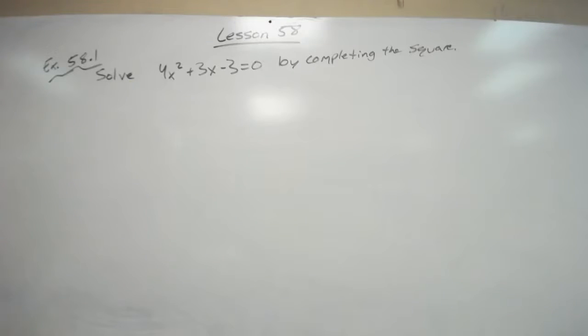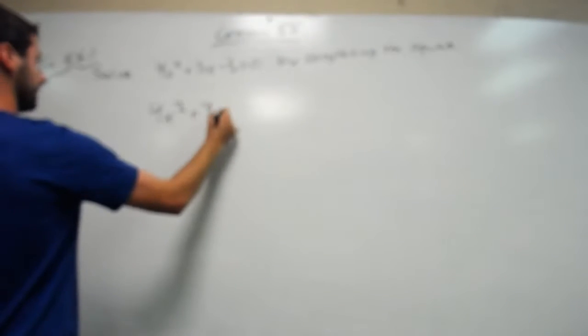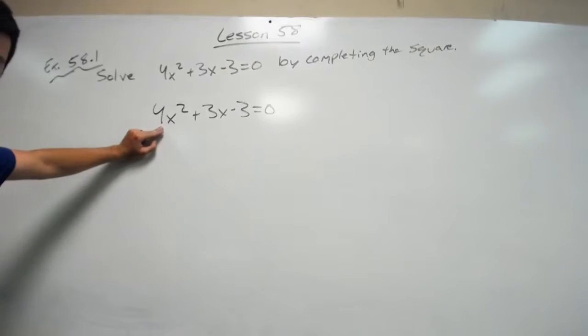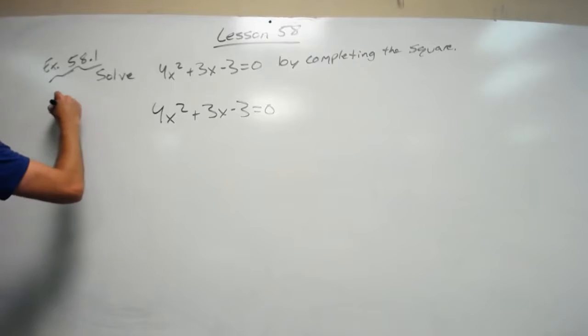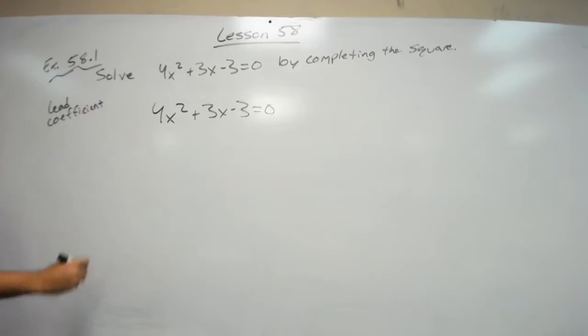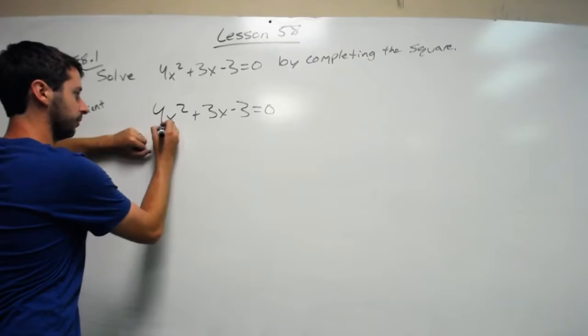Now the difference here that we've had in our past ones is simply that we have a lead coefficient. We have a lead coefficient, and your lead coefficient is in front of the x squared. So we always want x squared by itself. So in order to do that, all we have to do is divide everything by 4.